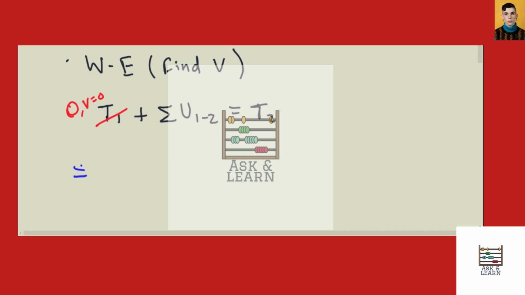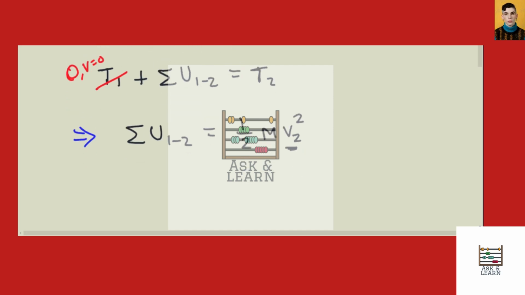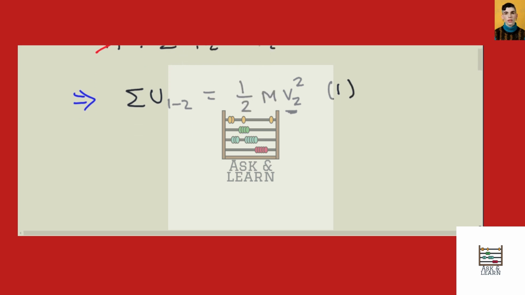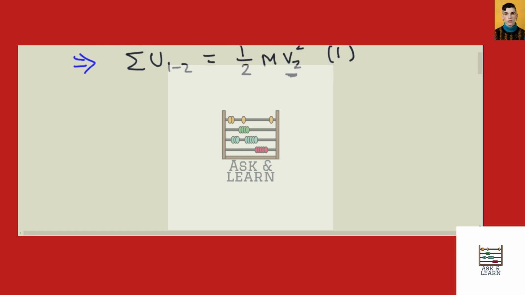So then, just leave work alone for a second. Work is equal to the final kinetic energy, which is 1/2 m v2 squared, and this is the velocity we're trying to solve. We can call this equation 1. So again, from this problem, we know the mass, but we don't know the work involved. So now let's find the work.